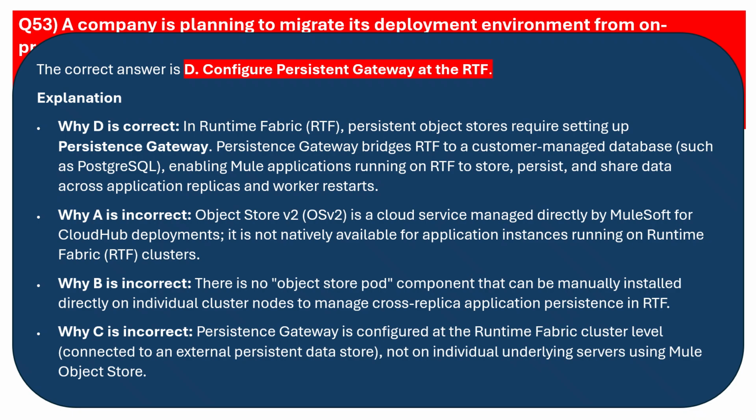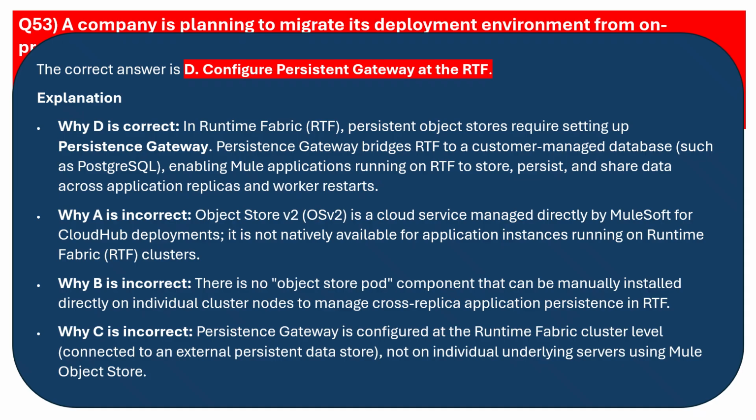Why A is incorrect. Object Store v2, OS v2, is a cloud service managed directly by MuleSoft for CloudHub deployments. It is not natively available for application instances running on Runtime Fabric, RTF, clusters. Why B is incorrect. There is no Object Store pod component that can be manually installed directly on individual cluster nodes to manage cross-replica application persistence in RTF.